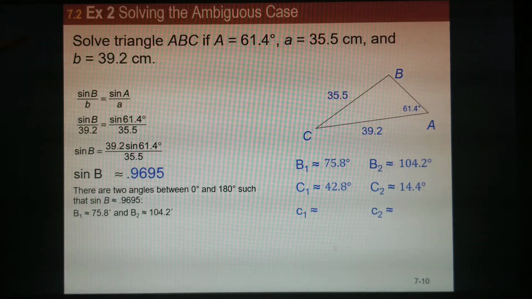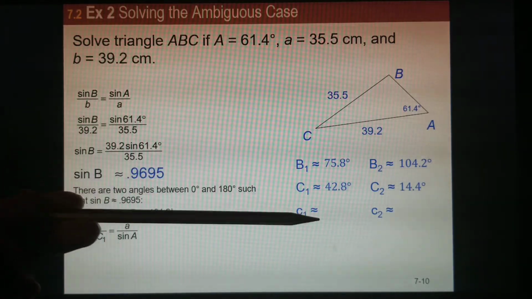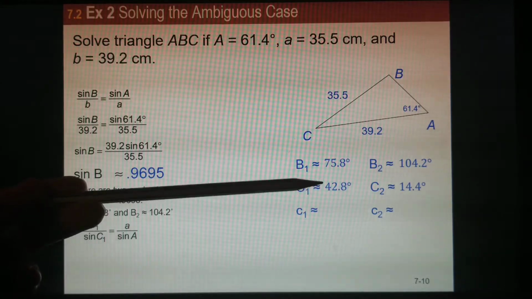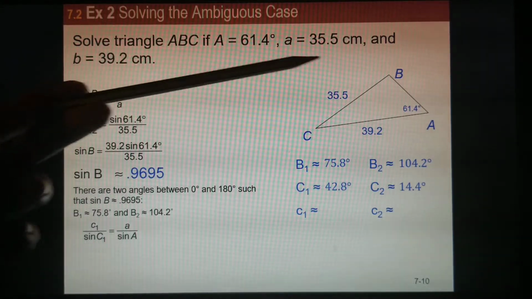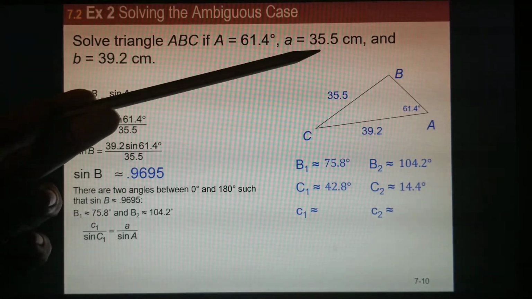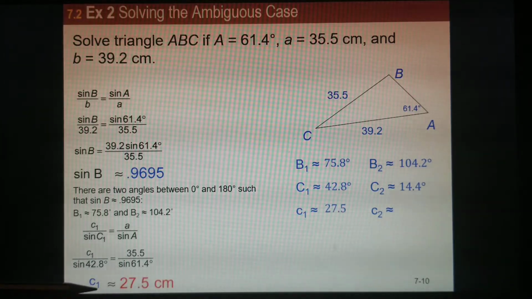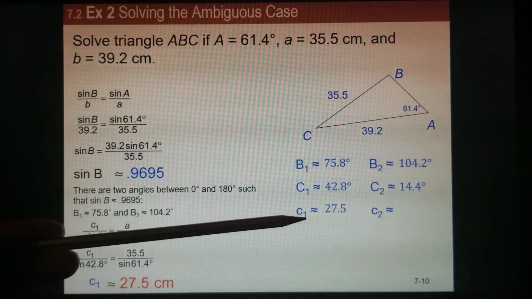So now I'm going to take this side C over the sine of angle C, equal to, and from the beginning, I want to use the original information given, so I'm going to use side A and the sine of angle A. Once I fill those in, I'm going to cross multiply and then divide. So 35.5 times the sine of 42.8 divided by the sine of 61.4. That would be side C1.